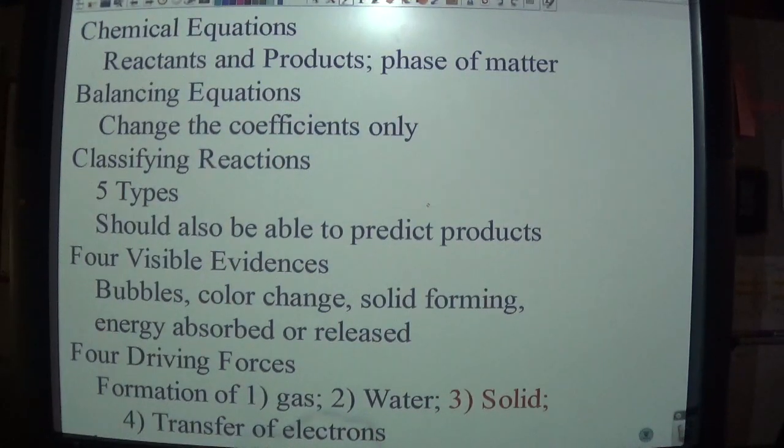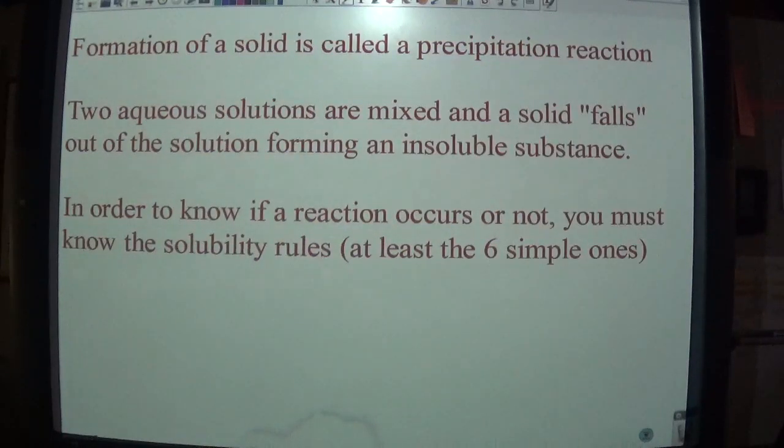So the next thing to be aware of is the formation of a solid, that red that we had in the corner, the driving force. Formation of a solid has another name. It's called a precipitation reaction. What is happening is 2 aqueous solutions get mixed together, and a solid falls out of the solution. Similar to what we would say rain is a form of precipitation. Water droplets condense in the clouds, and they fall out as water.